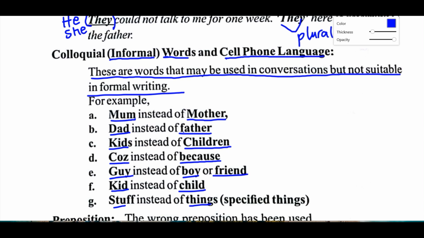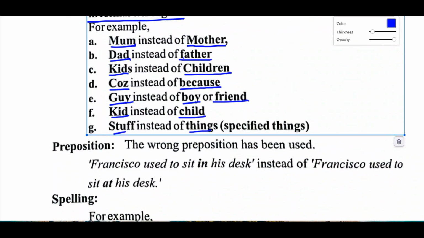You specify things. So these are what we call colloquial. So remember, there are more. I'm just giving you some of these examples. So there are more. You can just do some research.